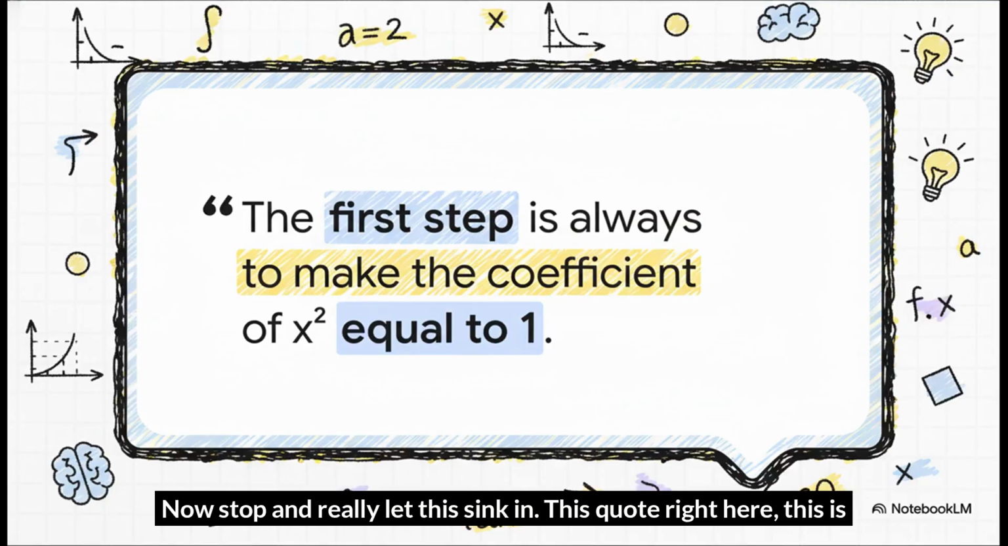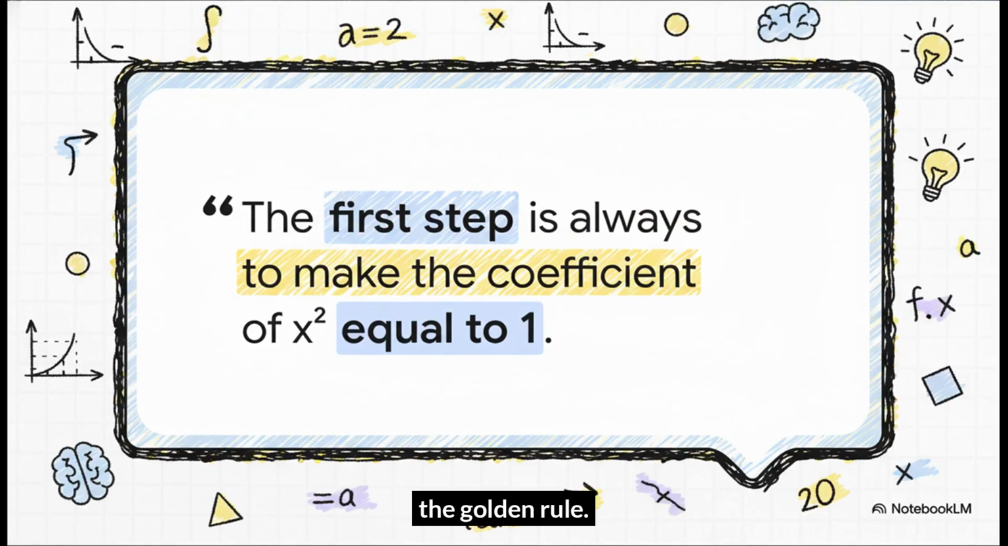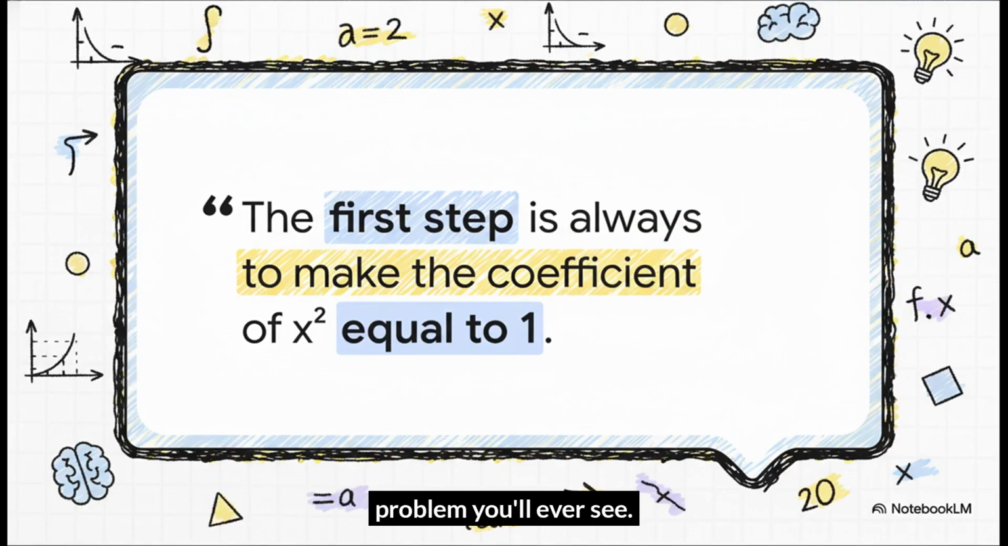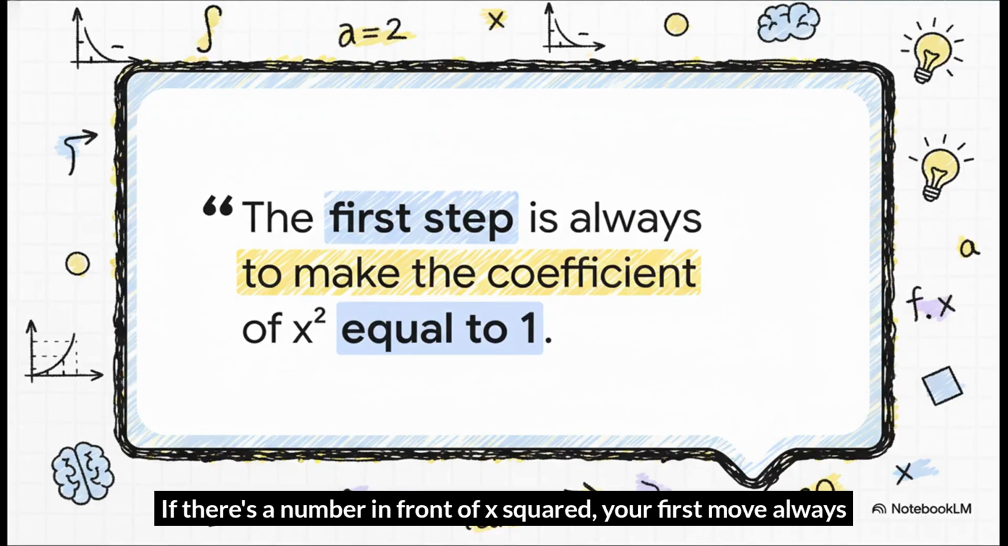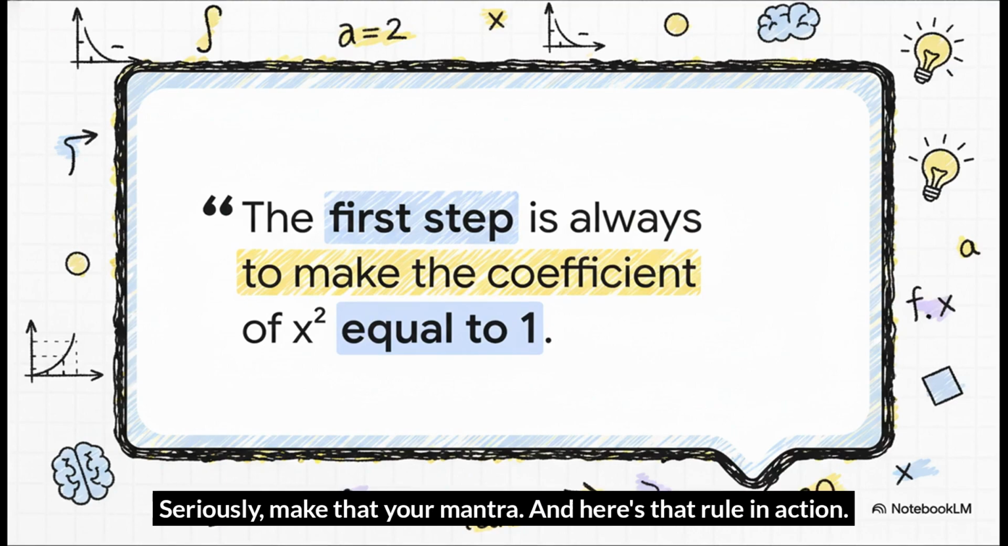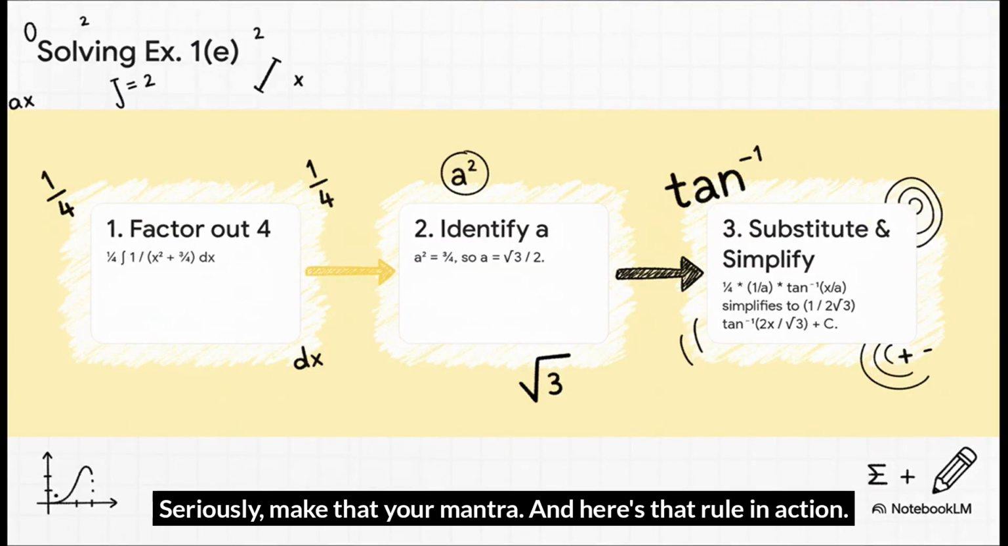This quote right here, this is the golden rule. It is the key to unlocking almost every tricky version of this problem you'll ever see. If there's a number in front of x squared, your first move, always, is to factor it out. Seriously, make that your mantra. And here's that rule in action. Look at this problem, 1 over 4x squared plus 3.